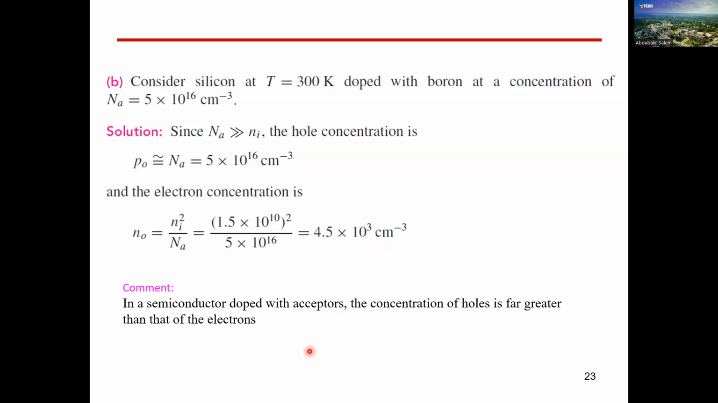And the comment here also: in a semiconductor doped with acceptors, the concentration of holes is far greater than that of electrons. So this is what we can expect, guys. For a p-type material, the hole concentration is going to be much higher. And in n-type material, the electron concentration is going to be much higher compared to the other, electrons or holes, according to the p or n material.